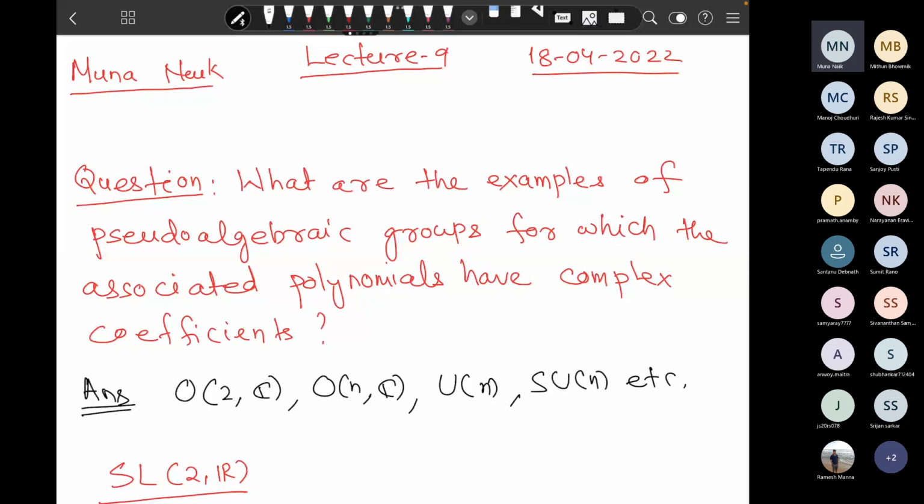Last lecture somebody asked: what are the examples of pseudo-algebraic groups for which the associated polynomials have complex coefficients? You can check that O(2, C), O(n, C), U(n), SU(n), etc. These actually have associated polynomials with complex coefficients.